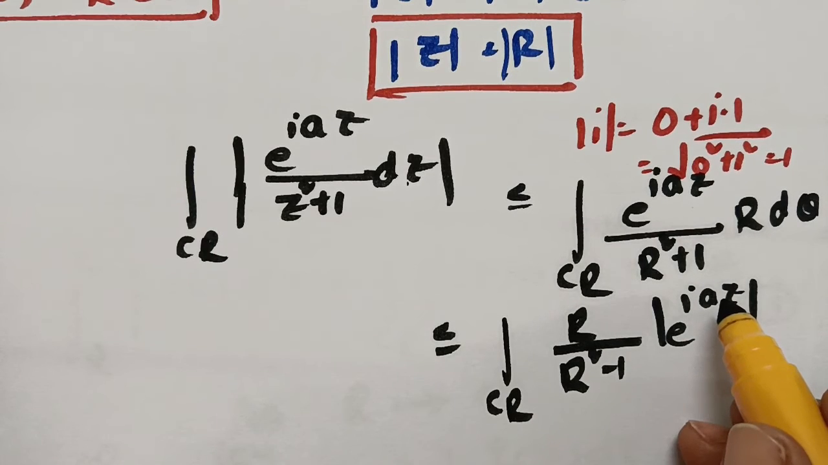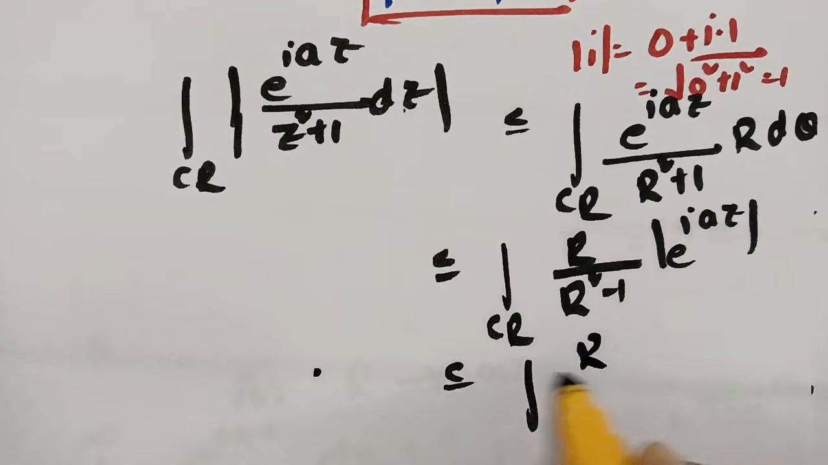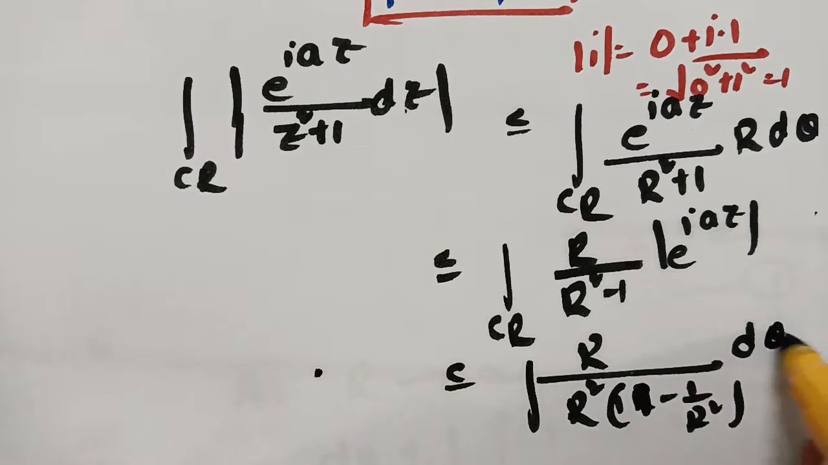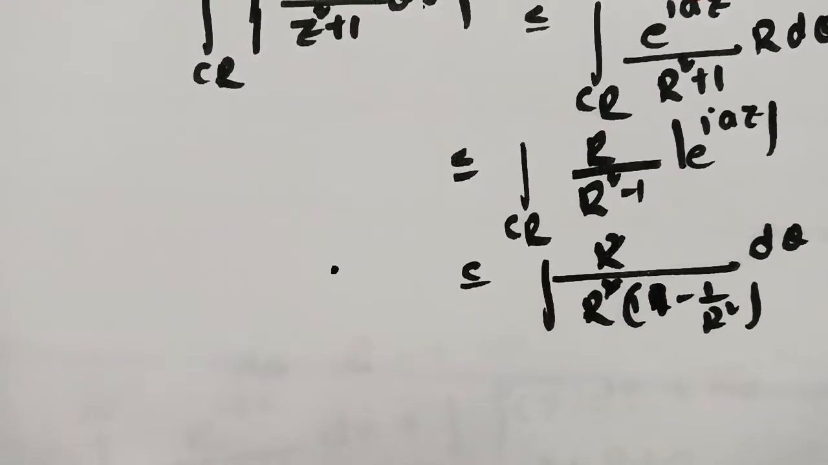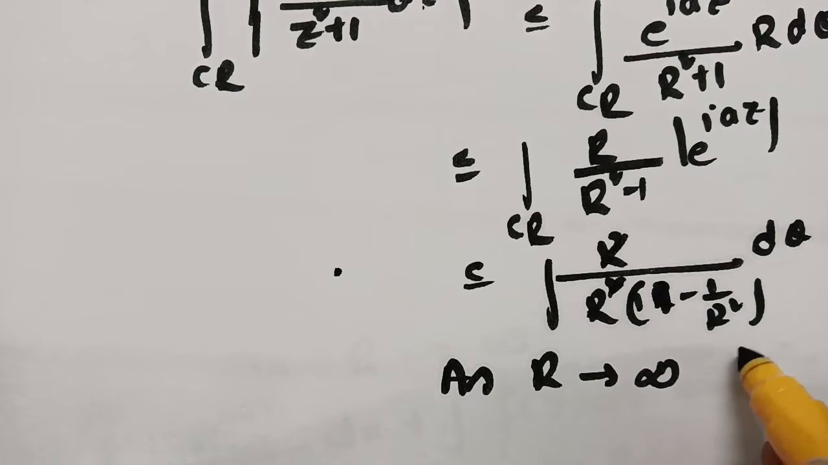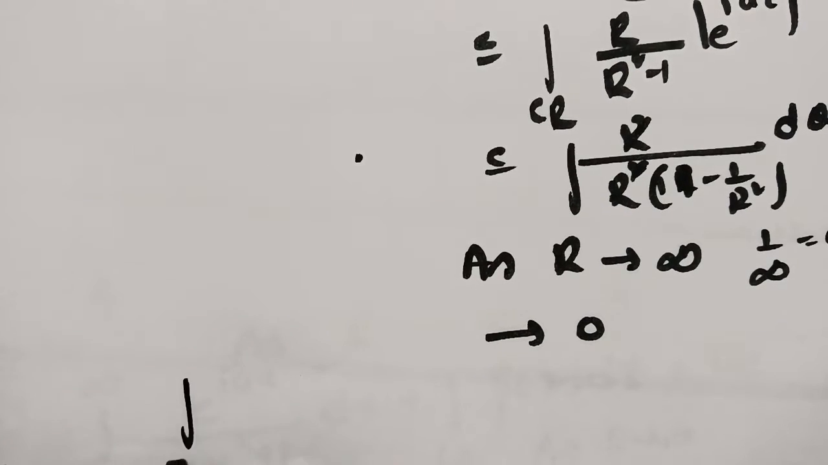This value is cos squared a z plus sin squared a z, which is 1, as r tends to infinity. If I take r squared common in the denominator, this will be 1 minus 1 by r squared, into d theta, as r tends to infinity. In the denominator r remains, so this is 1 by infinity, which is equal to 0. So this is tending to 0. Which value is tending to 0?